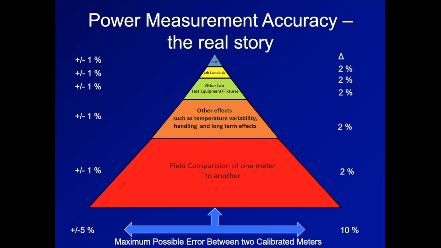Once the power meter has been shipped to you and it's installed in the line, there may be some slight change in the geometry of, let's say, the coupler element to the transmission line, and so these all add up for you. And through field experience, we see that this is usually about a 1% additional error. So now we're at 4%. Now we're at the bottom of the triangle, the field comparison of one meter against another.